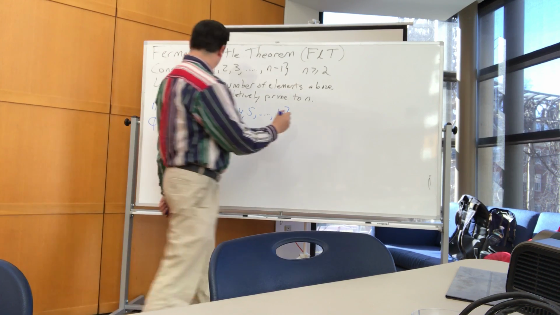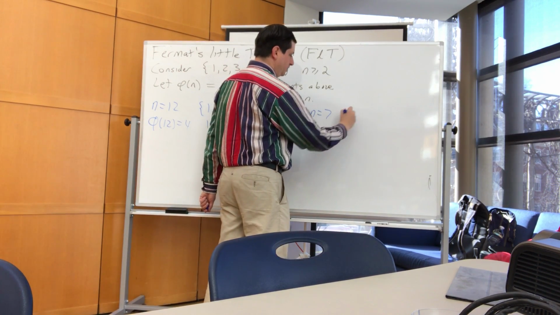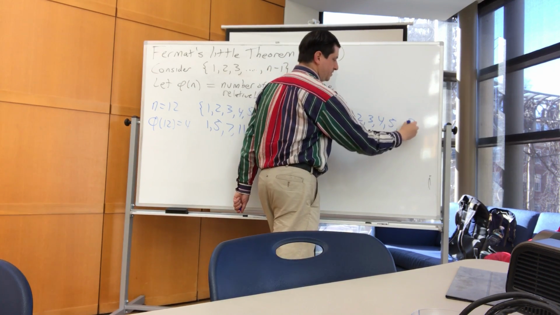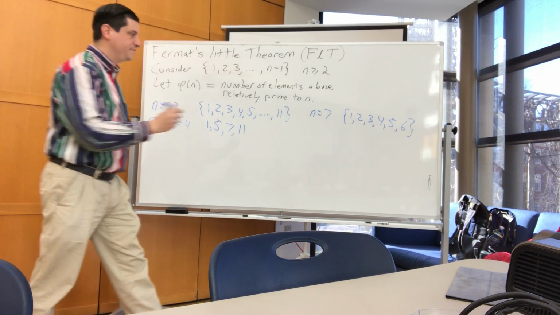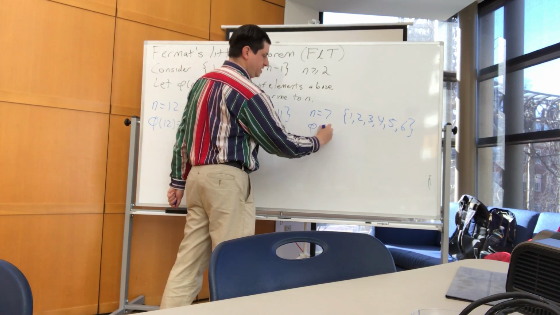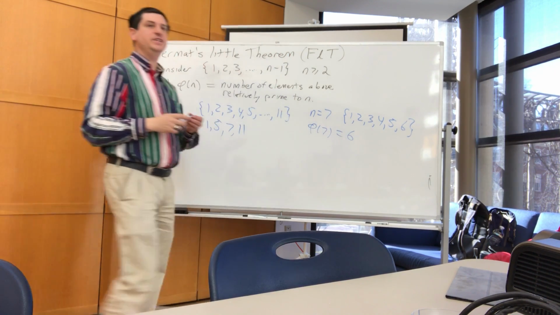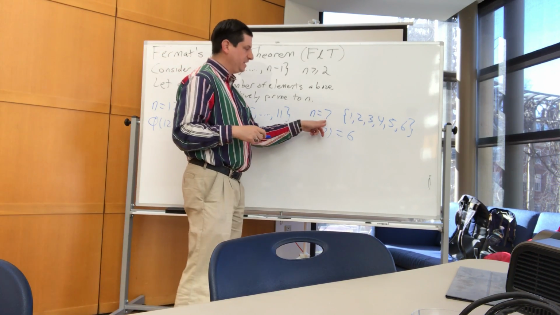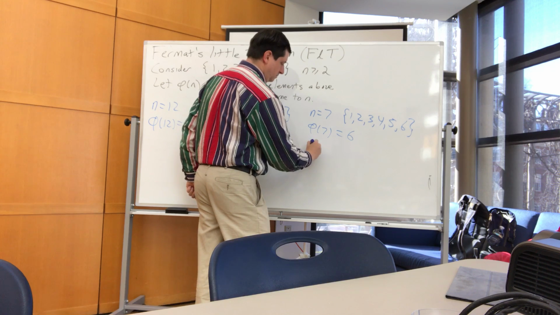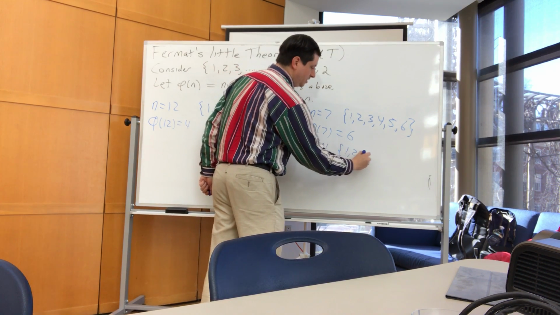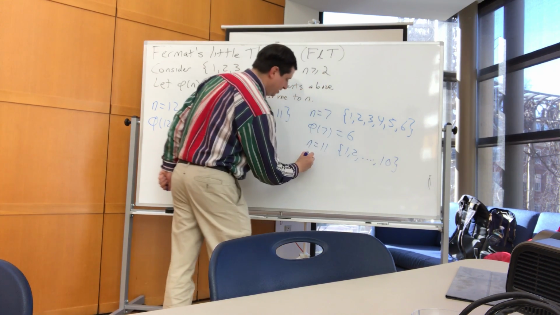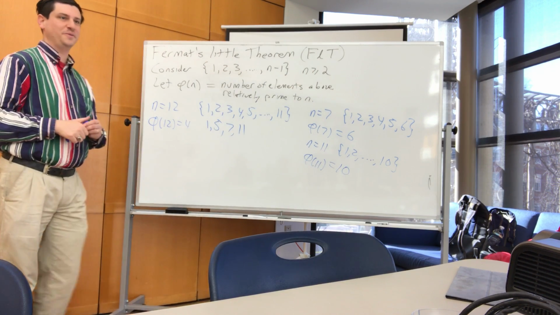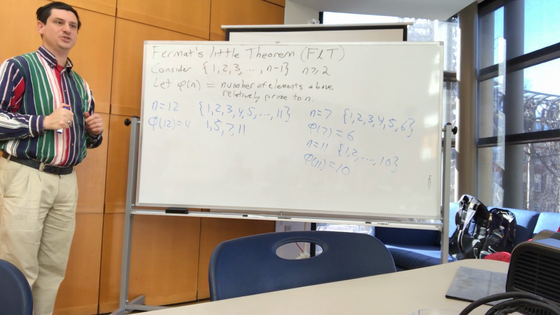Let's do another example. Let's take n equals 7. So we have 1, 2, 3, 4, 5, 6. What do you think phi of 7 would be? 6. So you're saying every number is relatively prime. What if instead of doing n equals 7, I did n equals 11? So I have 1, 2, so you're getting this really fast. So phi of 11 is 10. So what are you noticing? N minus 1. Okay, is it always n minus 1?